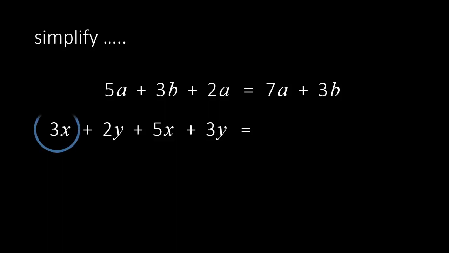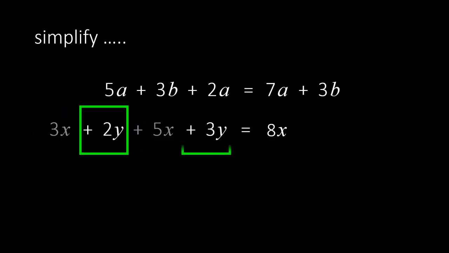So let's have a look. We've got a circle around the 3x, and remember that 3x is plus 3x. And then we've got a circle around plus 5x. Okay, so how many x's in total? Well, there's 3 of them or 5 of them, that's 8x. So let's put squares around the y's now. There we go, making sure we grab the sign in front. So we've got plus 2y plus 3y, that's a total of plus 5y.